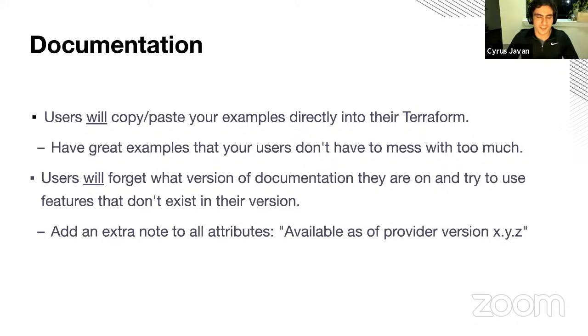behaviors in their version. So at Aviatrix, we always add a little extra note to our attributes saying, this was available as of this provider version, or this changed behavior in this provider version. And that can really help people to understand what attributes they have available depending on their version.